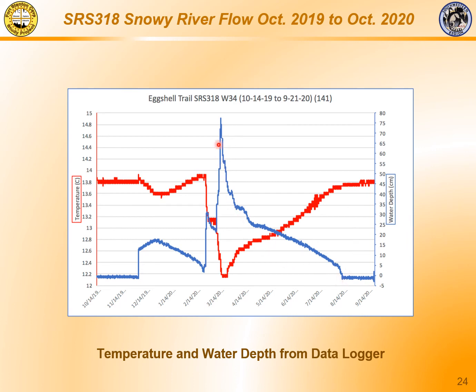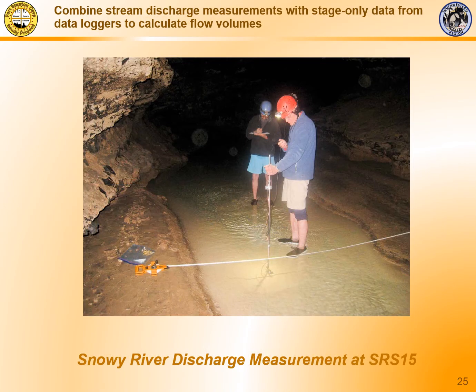So this tells us the stage, but it doesn't tell us anything about how much water this represents. It's just the stage. We have no idea what volume of water this represents. So how do we turn stage-only data into volumes of water? Well, the way you do that is you make a stream discharge measurement at a point where there is a stage data recorder, a pressure transducer data logger. This is Talon Newton and I making a discharge measurement at Snowy River at SRS 15.